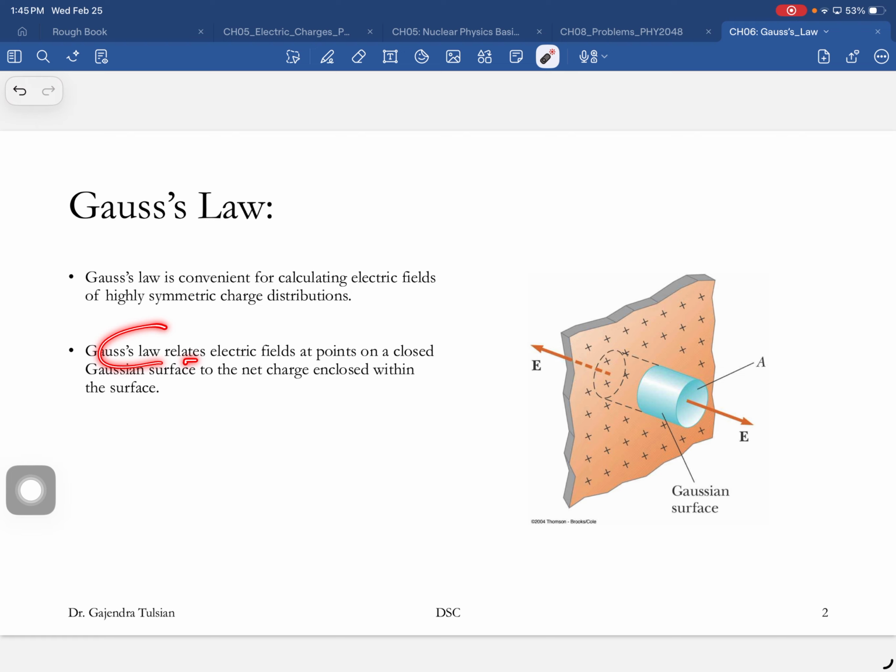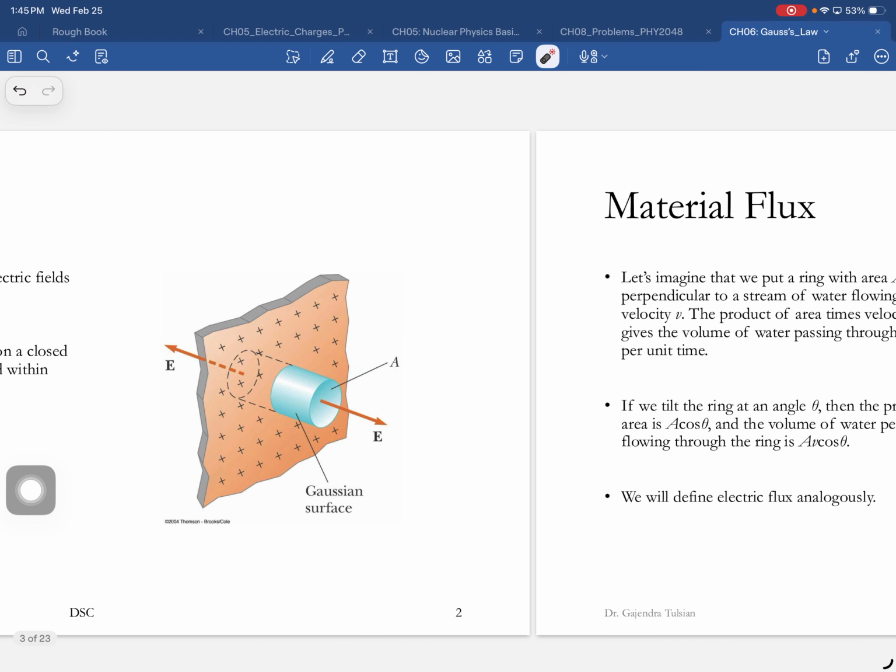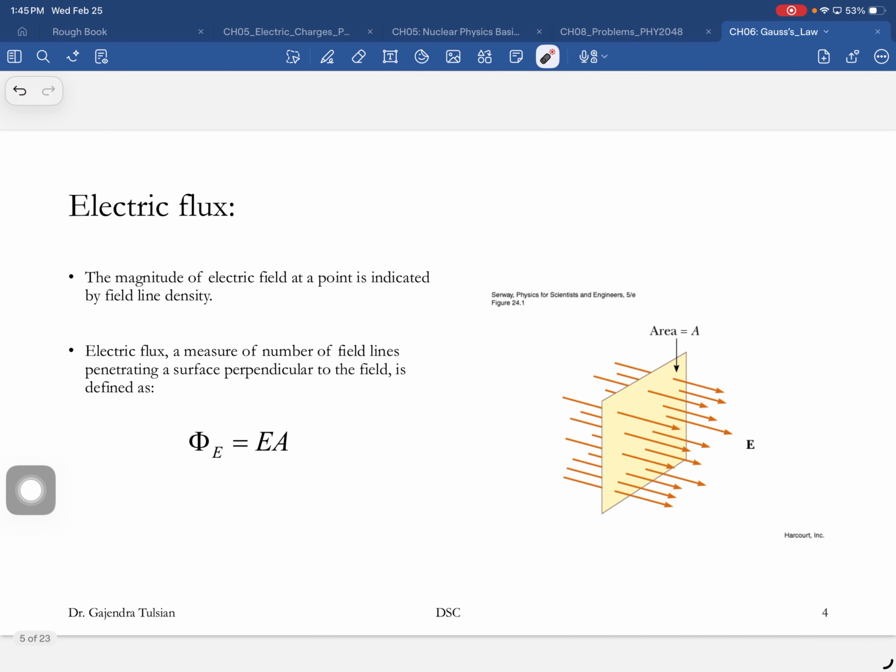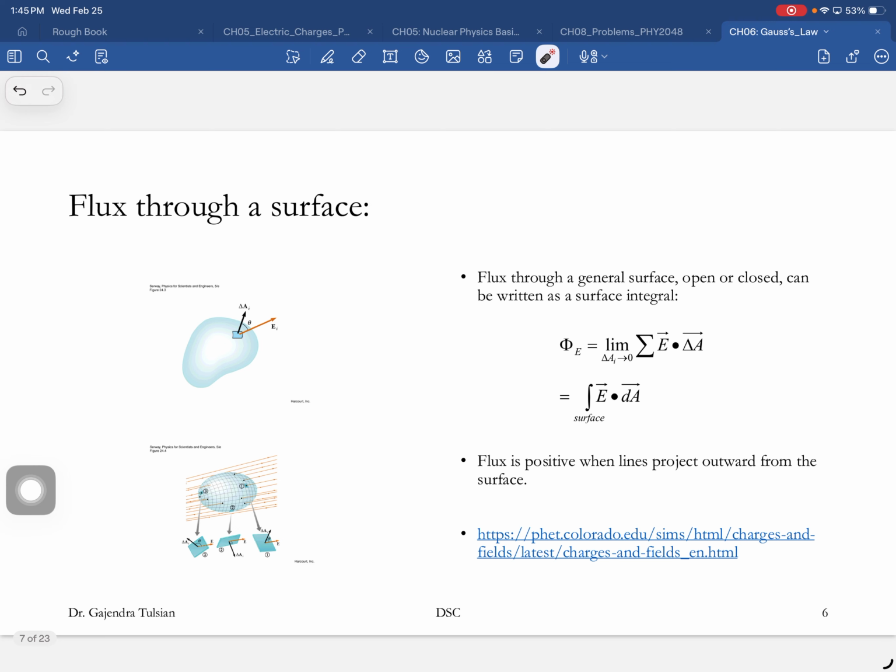What the law does is it relates electric fields at a point on a closed Gaussian surface to the net charge enclosed within the surface. So what this theorem does is the following. Let's say here's a surface, and the electric field on this surface is this E, and there's the small area element.